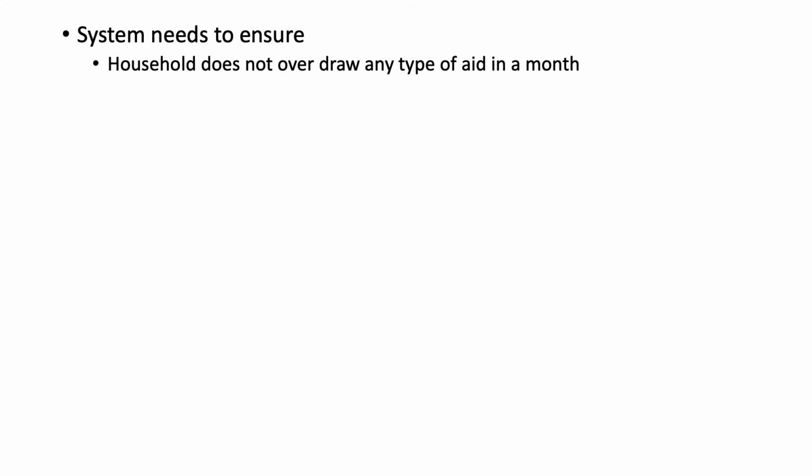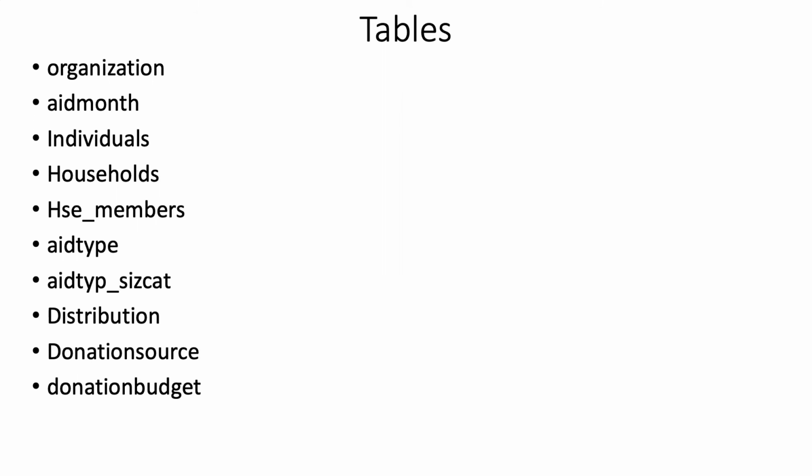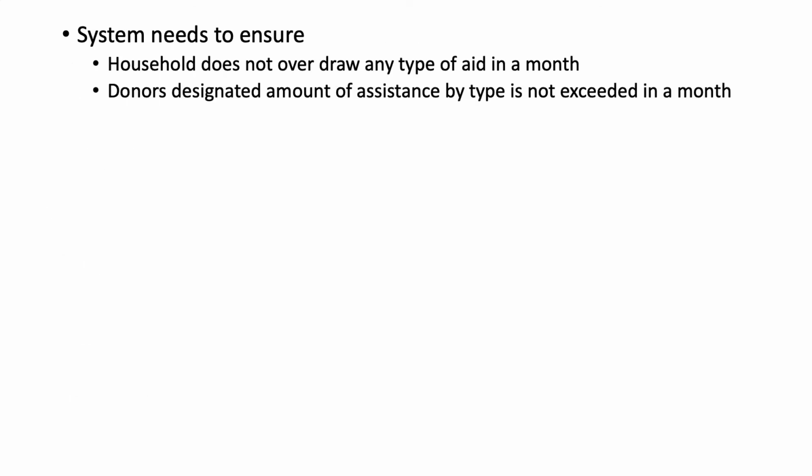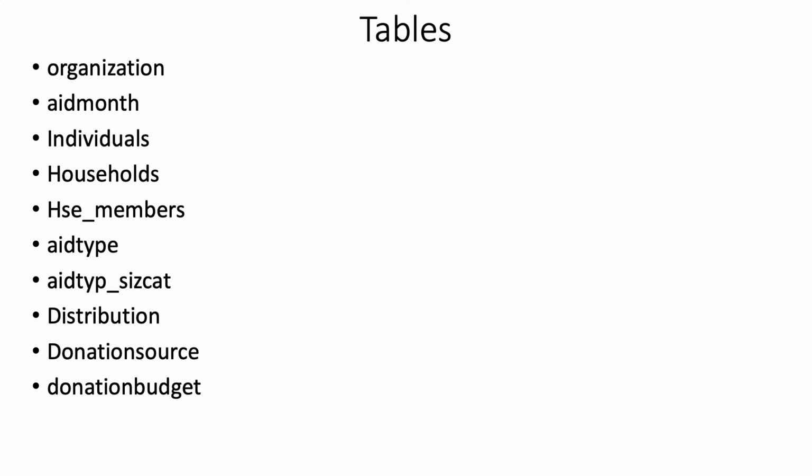Okay, the next rule is the system needs to ensure that households do not overdraw any type of aid in the month. And I believe that by doing select sums and so forth, we can do that with these tables. We won't need any more. And the donor designates an amount of assistance by type not to be exceeded in a month. So even though the Salvation Army may send in $5,000 in January, they want that to last 5 months. So each month you can only give out $1,000, and so we need some way to do that. And I believe that these tables will do that.